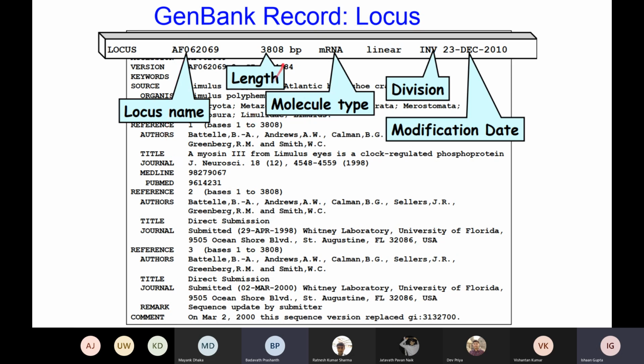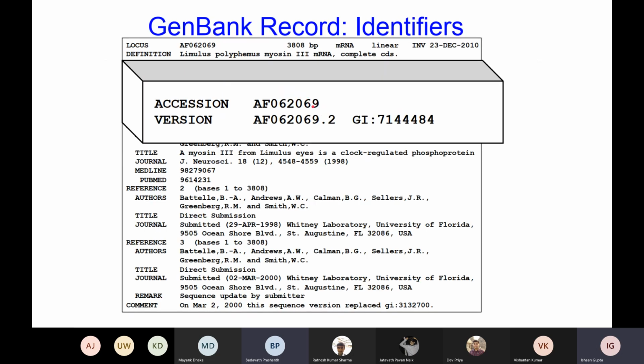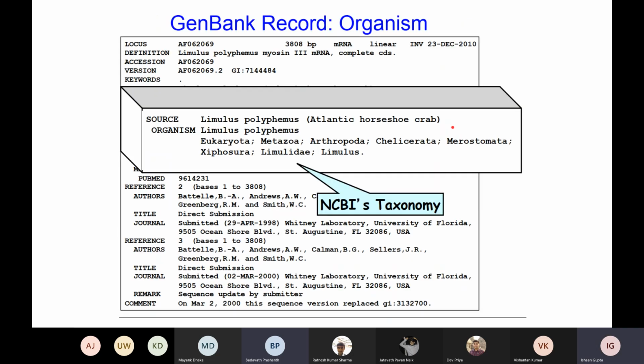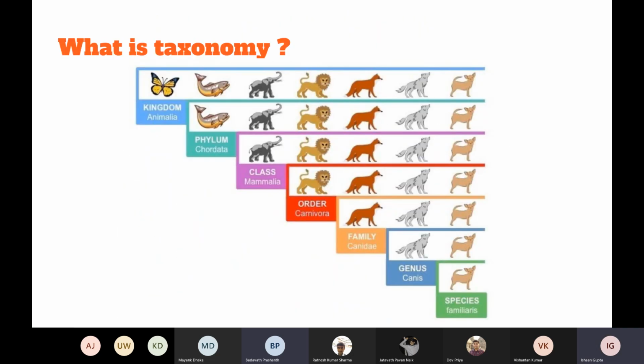So this is the locus name, the length, molecule type, division, and the modification date. The modification date suggests that you have the ability to change the record as well, so each record can have versions. Typically the accession number will have versions. For example, this is the origin accession number, and .2 means there have already been two versions of this same accession number. If you go to this accession number .1, it would have been updated before this date. Okay. This also gives you the taxonomy of the organism, and so on.